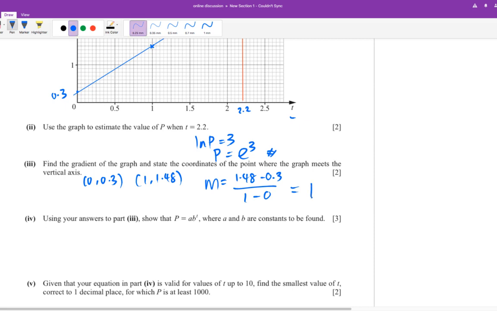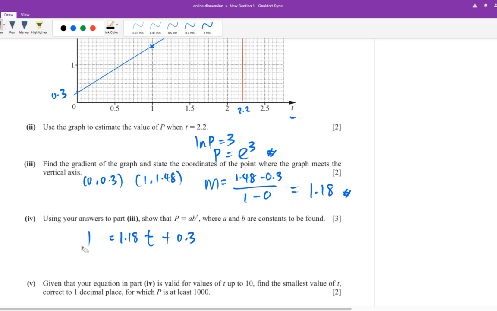So my gradient should be 1.18. Alright, so use your answer in part 3. Show that P equals A B to the power of t. Since you have the gradient and vertical intercept, the graph is ln y equals mx plus c. Your x is just t, and your c is 0.3. So you want to leave it into this pattern.